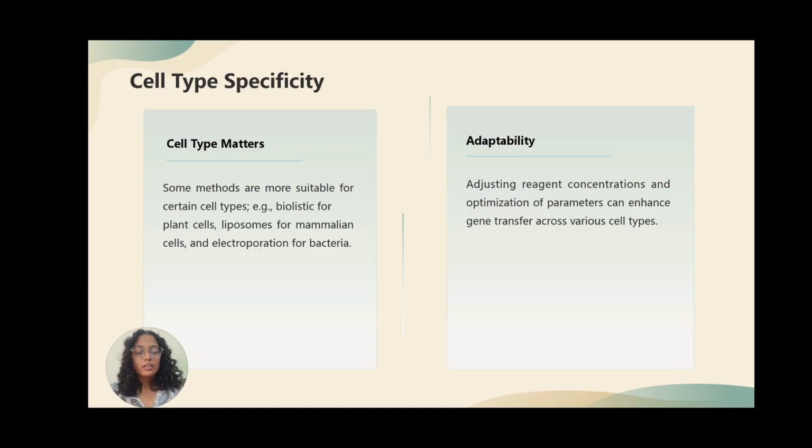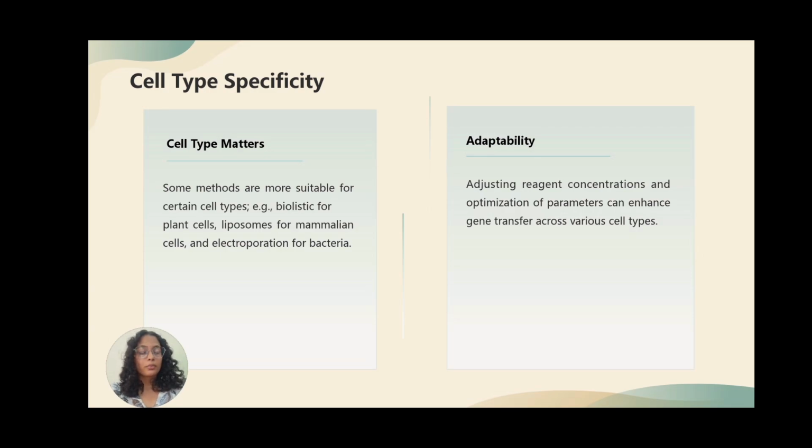First is the cell type. There are certain cell types which respond best to certain types of gene transfer methods, whereas there are certain other cell types that are suitable for other types of gene transfer. So depending upon which host cell type we are working on, likewise we select which method of gene transfer we will be utilizing.